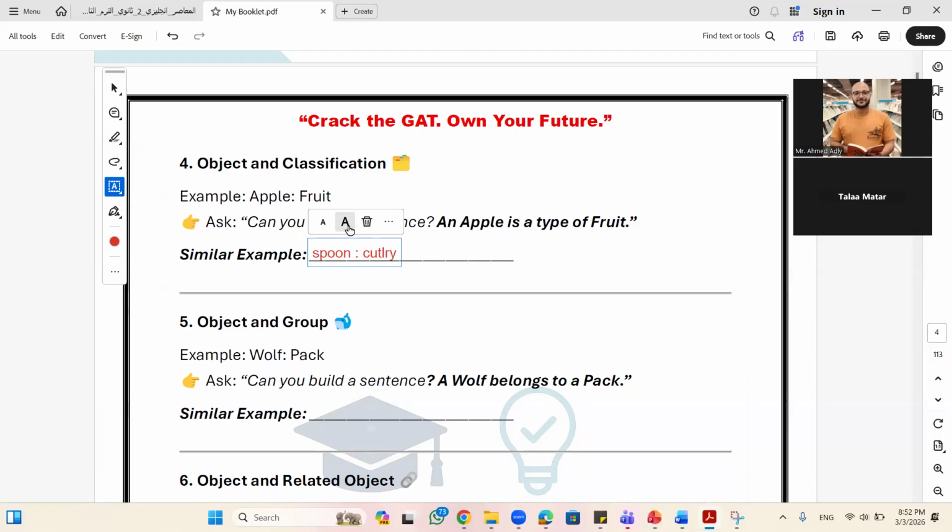All right. Anyway, I have some vocabulary for the classification of all the words, so I can send them to you. So this is called classification, the group here. A spoon and cutlery. That's wonderful. A car is a vehicle.